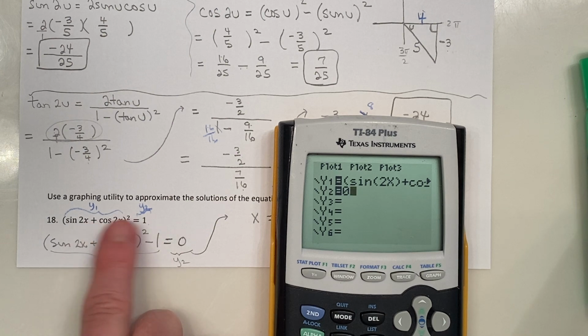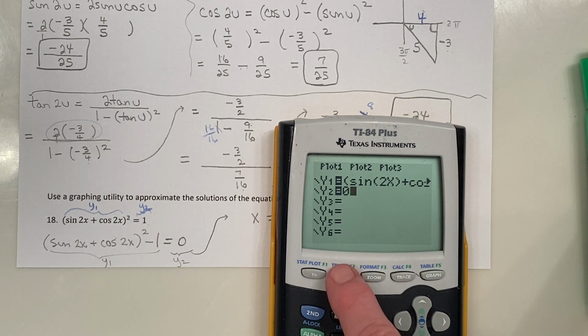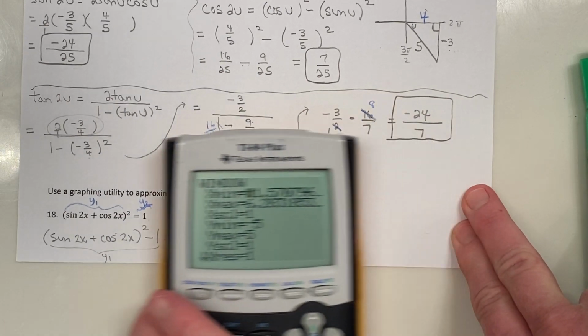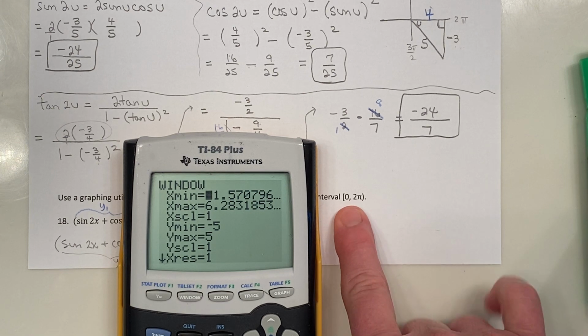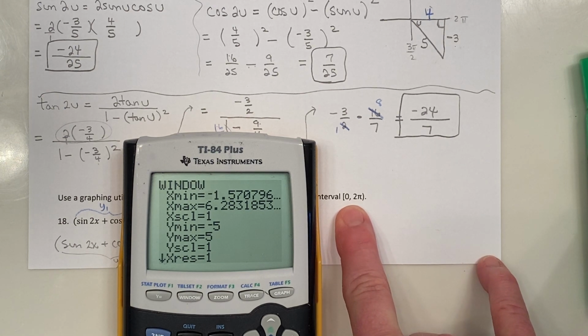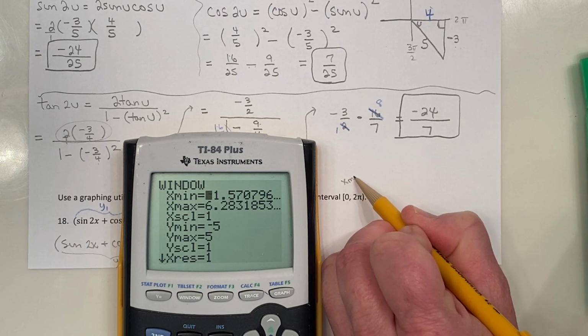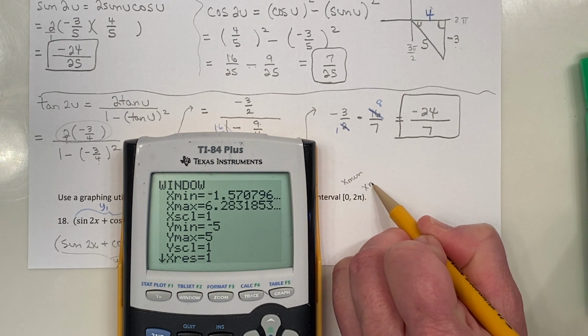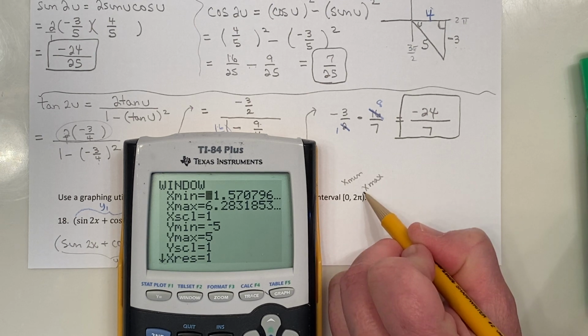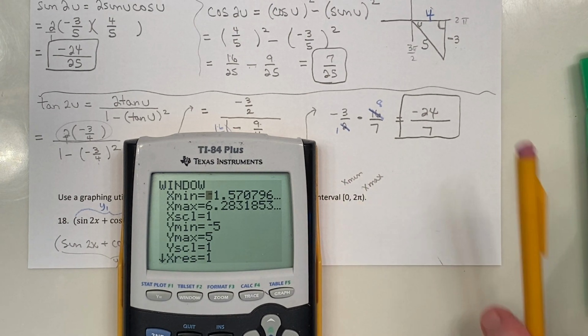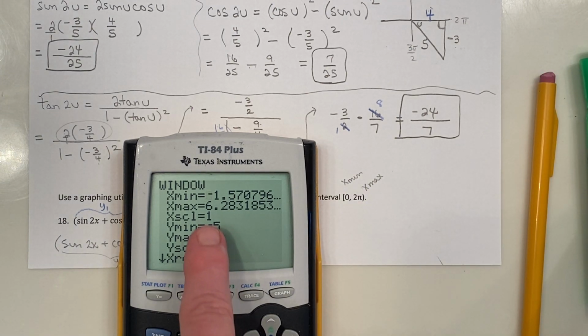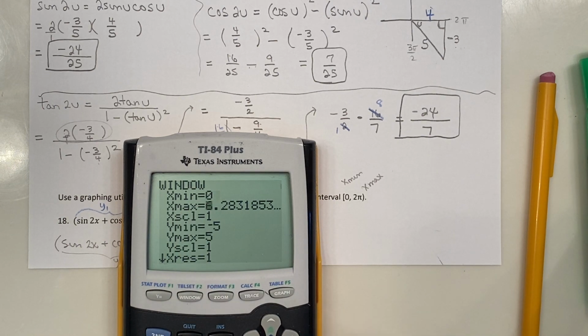All right, next thing, very important, go to your window. You're wasting your time if you don't go to your window. It tells me that my solutions can only be between 0 and 2 pi. So this is your x min. My smallest answer, x min, is going to be 0. The largest answer I can have, but I can't include it because of the parenthesis, is 2 pi. So let's not waste our time. Let's let x min be 0, and let's let x max be 2 pi.